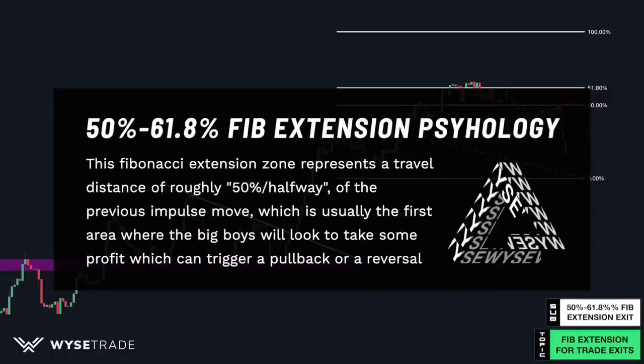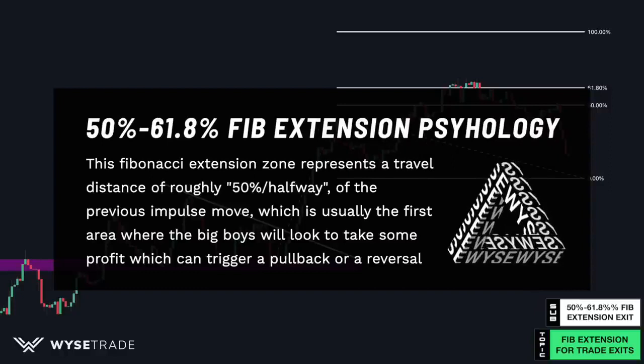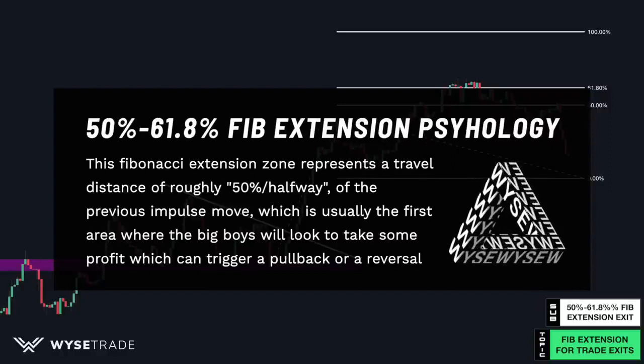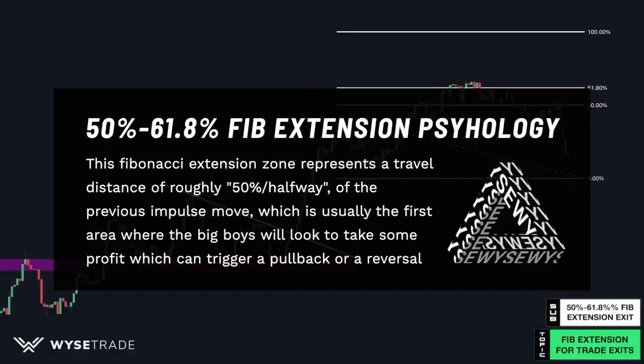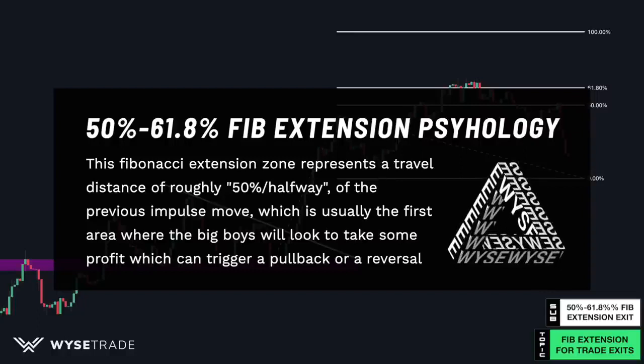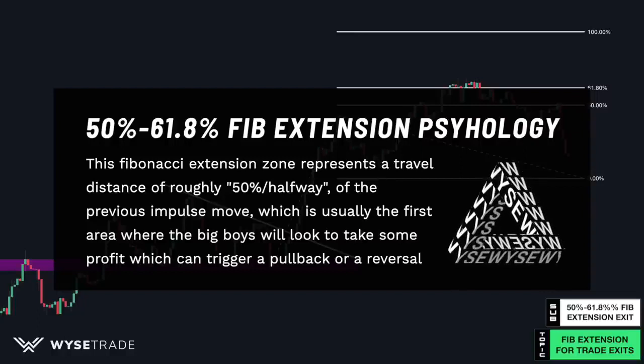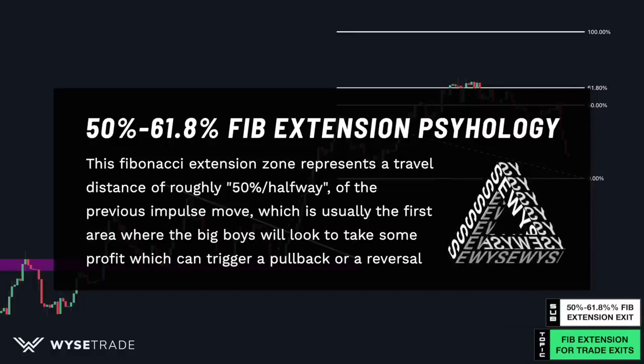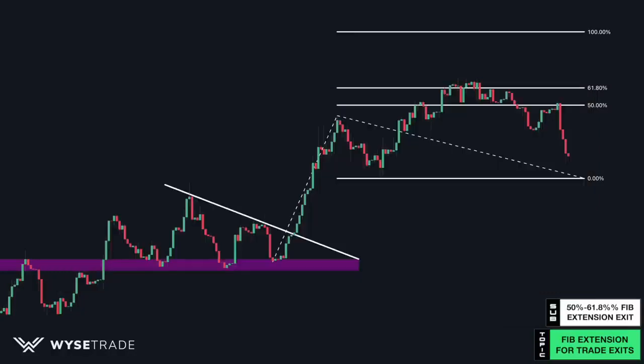This fib zone represents a travel distance of roughly 50% or halfway of the previous impulse move, which is usually the first area where the big boys will look to take some profit, which can trigger a pullback or a reversal. So going in the opposite direction.